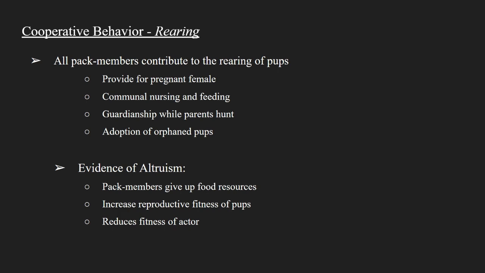This cooperative rearing of young is a notable example of altruism among canines, as once again we see pack members behave in ways that increase the reproductive fitness of others at the expense of themselves.